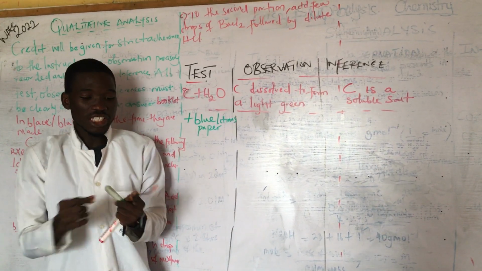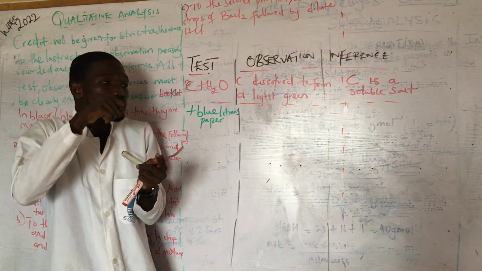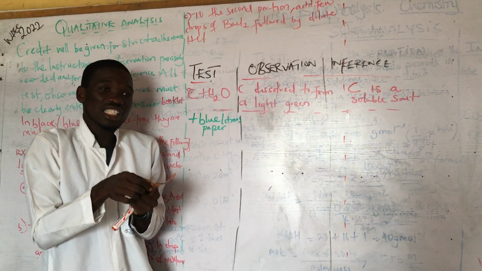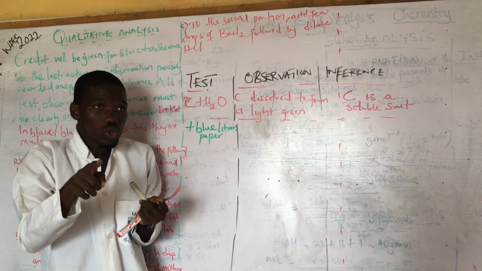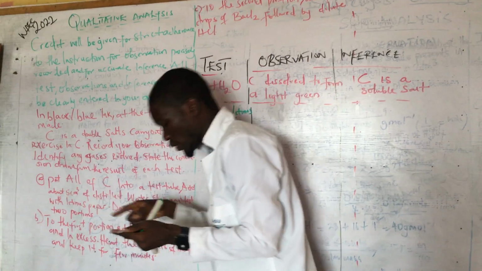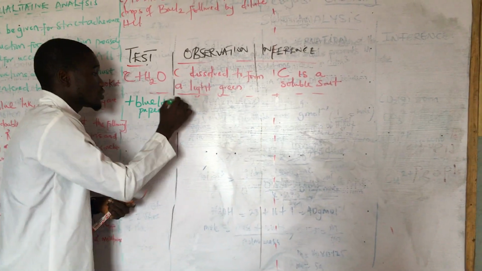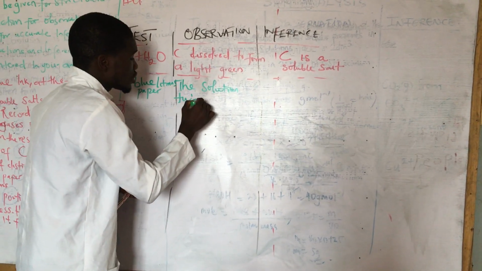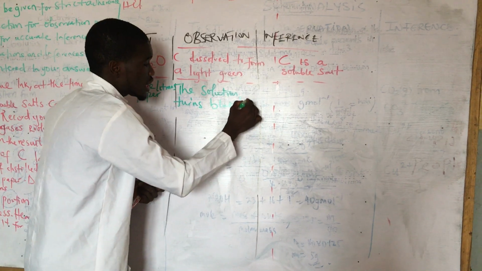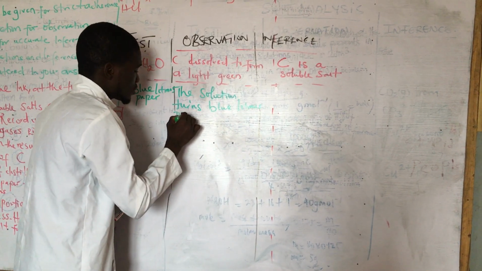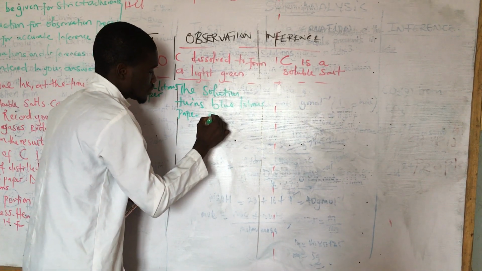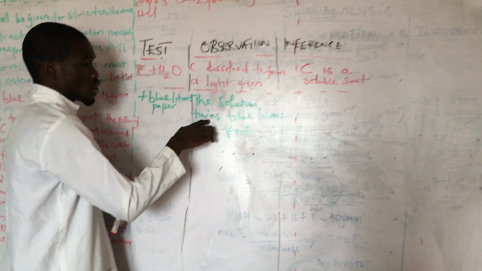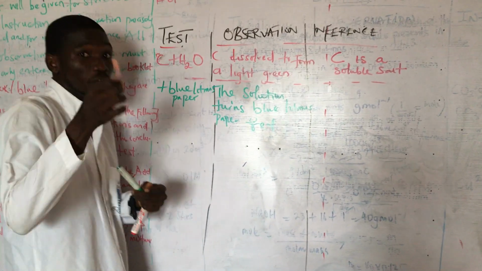It is very simple. Initially, the litmus paper was blue. Then when you place it into the test tube where we have sample C plus distilled water, it changes its color from blue to red. So now, to write the observation, you say the solution turns blue litmus paper red. Can you see it now? The solution turns blue litmus paper red, which is obvious to us.